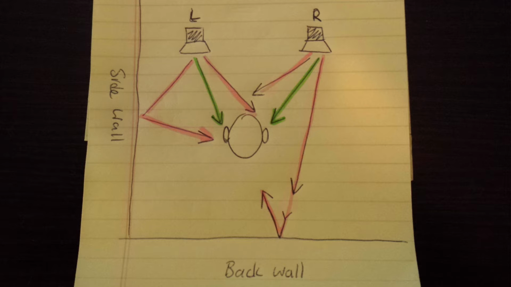You see the green arrows are the direct sound from the loudspeakers, and the pink arrows are early reflections, or sounds that hit your ear after the direct sound. Notice that with loudspeakers, secondary sounds can also come from the back or the side walls.